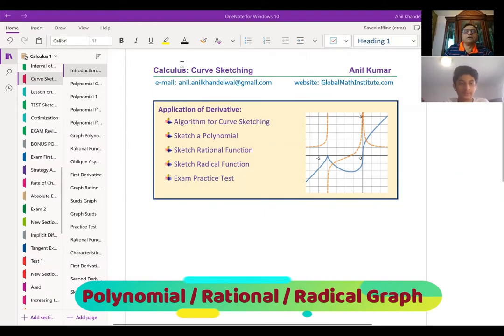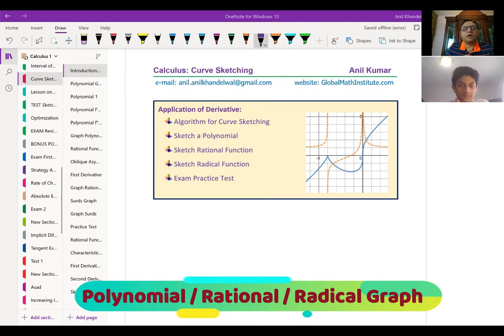Okay. So we'll talk about curve sketching and the algorithm. As you can see on the board, we're talking about applications of derivatives. So we have learned all about derivatives so far. We know how to find derivatives of all kinds of functions using different rules, including power rule, quotient rule, product rule, chain rule, implicit differentiation, right? So all those things we're going to use now in curve sketching. We'll look into the algorithm for curve sketching. That is one of the major things.